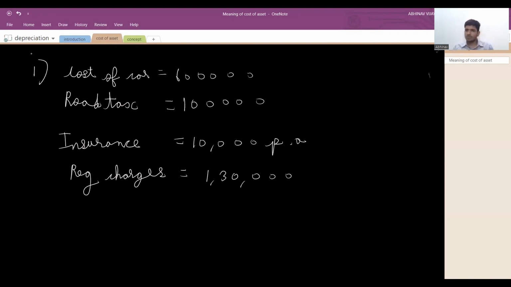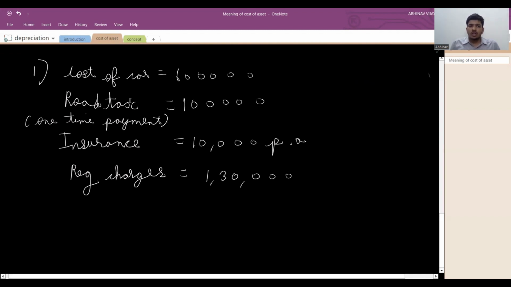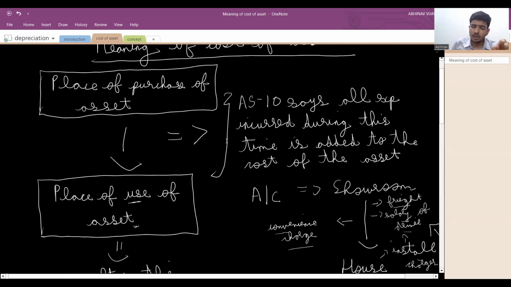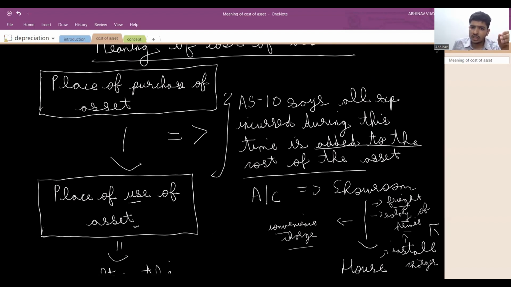1,30,000. Correct? Now, what will be the cost of the car in this case? Let's start solving it. Before that, what is road tax? Road tax is a one-time payment that you need to pay at the time of purchasing any car or bike or any auto, any vehicle. So, road tax is a one-time payment. It is paid before bringing it to the place of use of the asset, so it is added to the cost of the asset. Correct?